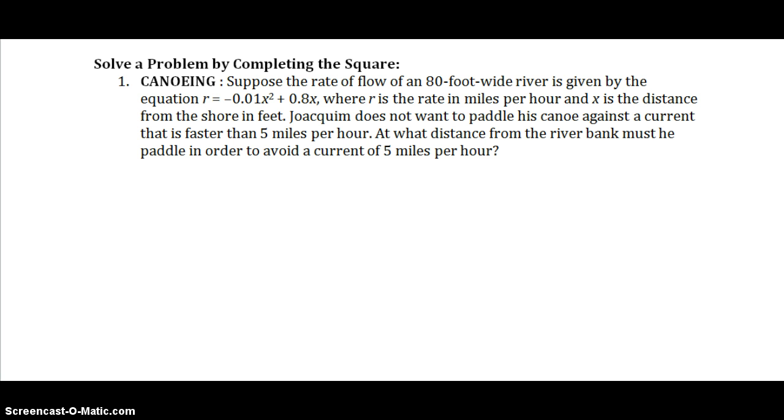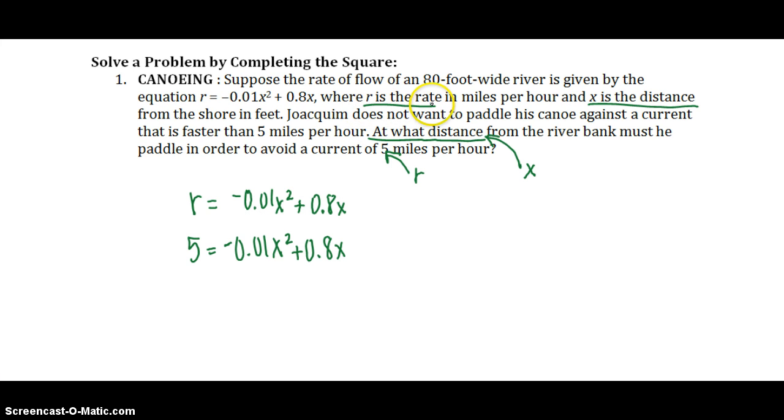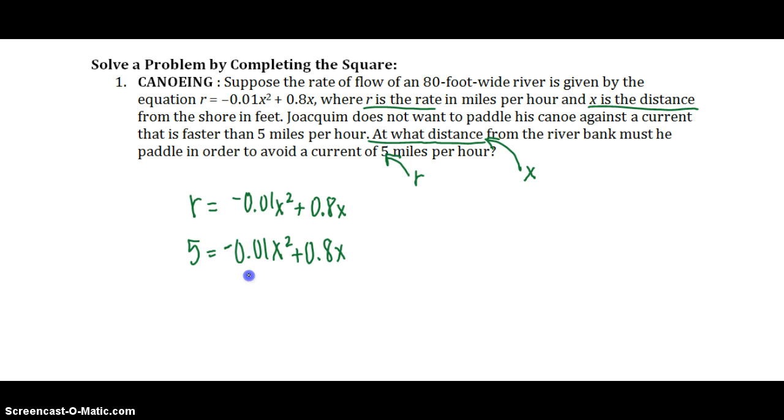I'm running out of time, so I'm going to ask you to read this word problem, maybe even read it twice on your own. Alright, so it told me r is rate, x is distance. At what distance? So that's my variable. I'm looking for distance at a rate of 5 miles per hour. So I plug in 5 for r. In order to complete the square, I need my lead coefficient to be 1. Alright, I divided everything by negative 0.01, which changed all of my signs but got rid of my decimals. I have a lead coefficient of 1.